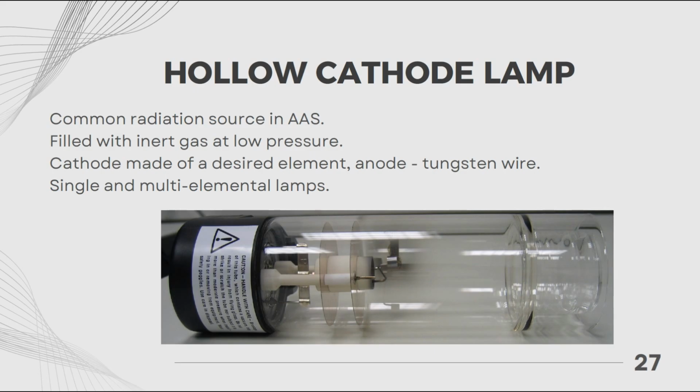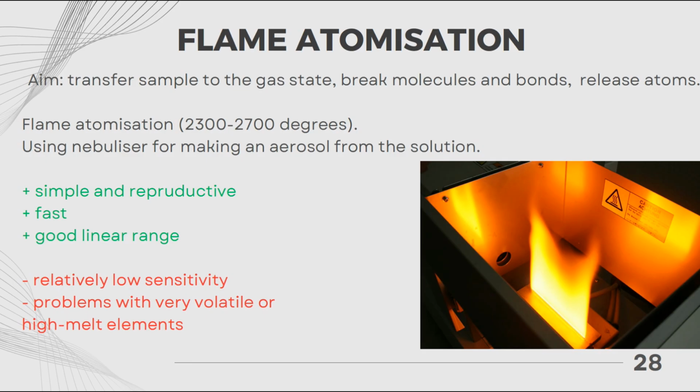But now we need to talk about atomization. Our aim is to transfer sample to the gas state first, then to break all the molecules and all the bonds that can be here, and then release atoms. Atomic absorption spectroscopy as well as atomic emission spectroscopy works only with atoms. You need free atoms, free excited atoms. This will not work if you have any bonds here. So you need a really high temperature here. And so the first and the most common atomization technique is flame atomization.